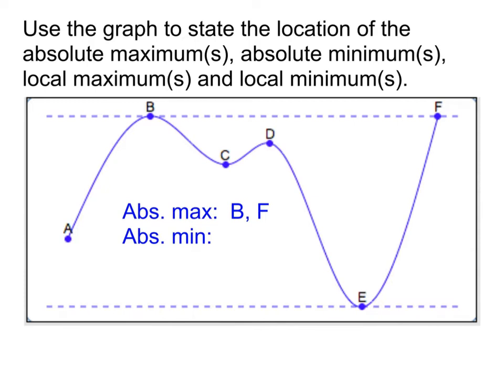Absolute minimum. How low does the entire graph go at any given point? And so this is E. The absolute minimum occurs here at E because that's the lowest that the graph goes.